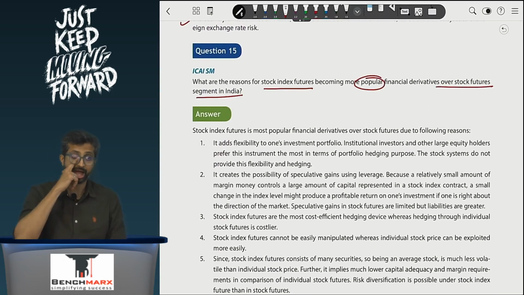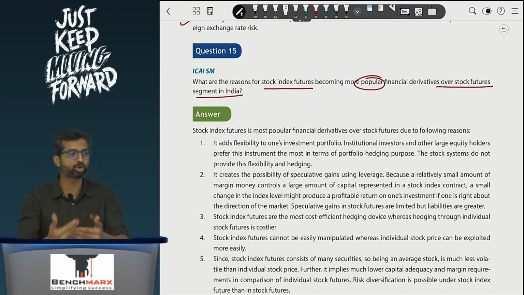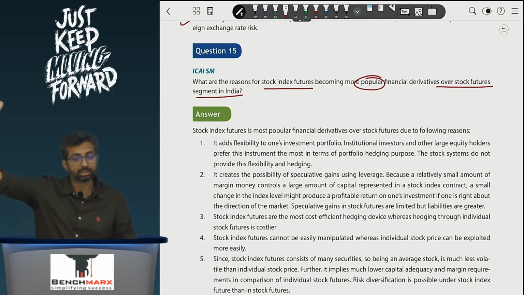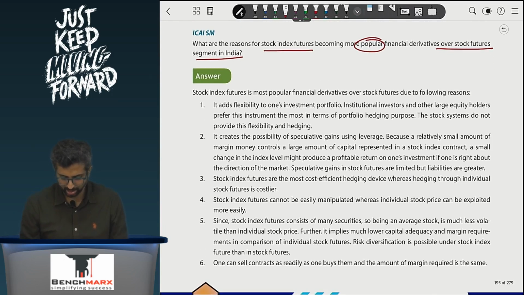Remember, when we did derivatives, we said most people use index futures as compared to stock futures. Why? Because you have a 30 stock portfolio. For hedging, I'll have to hedge 30 separate stocks. But if it is index futures, I can take my portfolio beta and find how many index futures to be adjusted considering that beta. So over here, there is a lot of flexibility. Whatever portfolio anyone has, they can use index futures for the purpose of hedging.